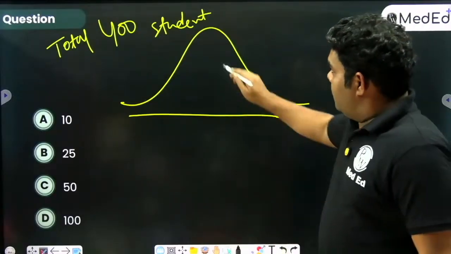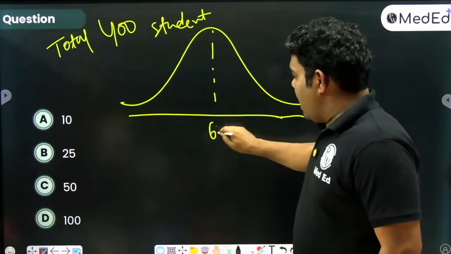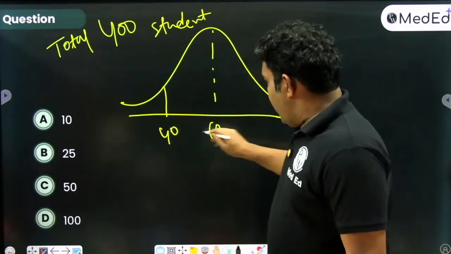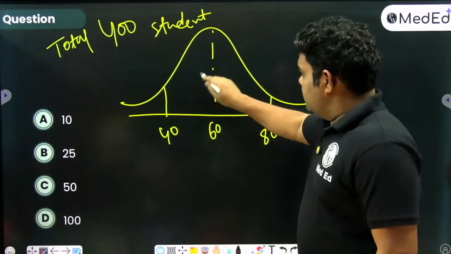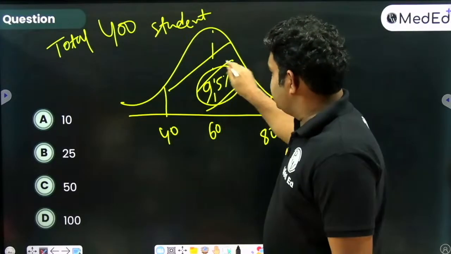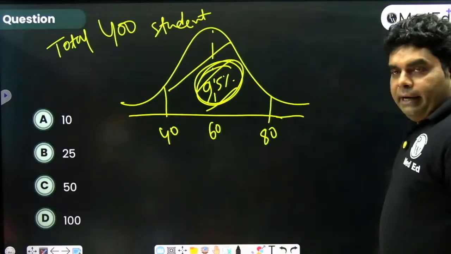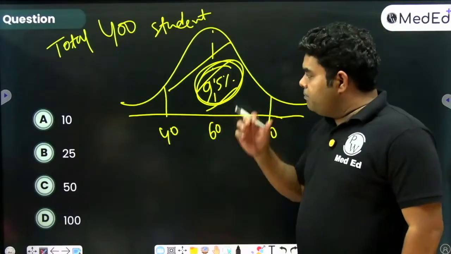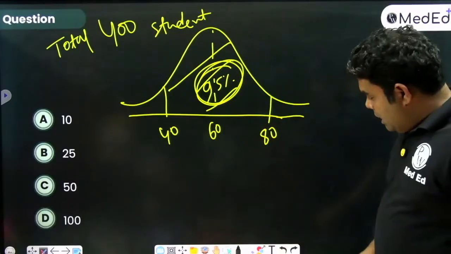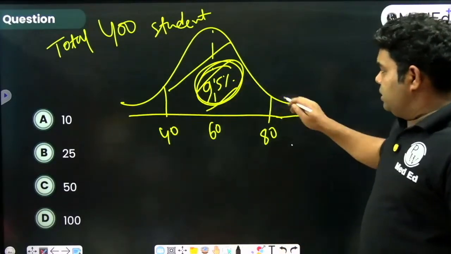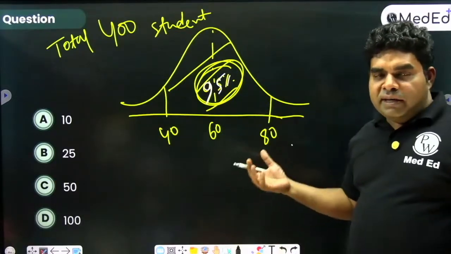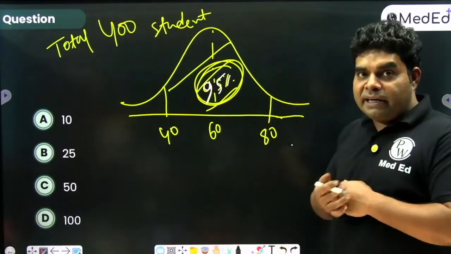Very tricky question. They are saying 60 is the average marks, and between 40 and 80, in this whole yellow area, 95% students are inside it. Okay. So if 95% are inside it, how many are outside 80? कितने बच्चे बाहर बच गए? अगर अंदर में 95 हैं तो बाहर कितने बचे? It's quite obvious. 100 minus 95 is 5%.